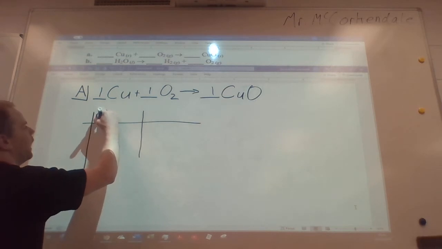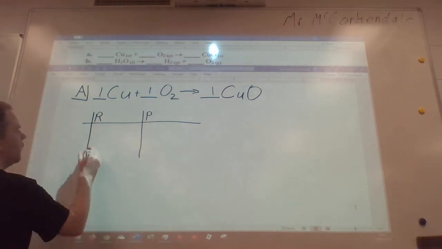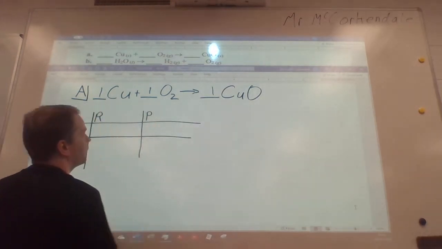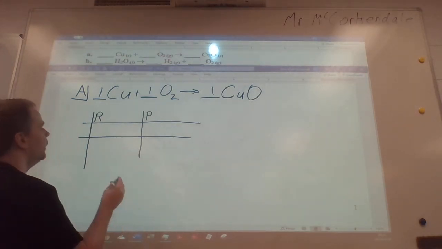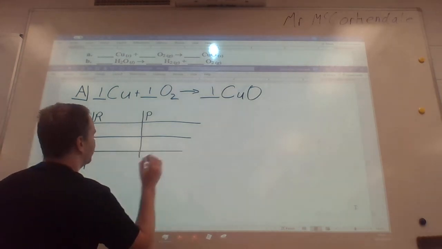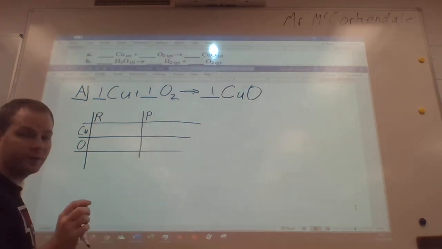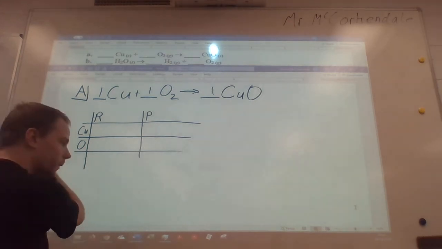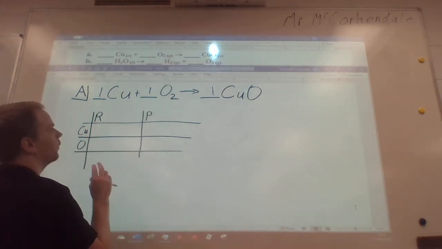So the first column is the reactants. The second column is the products. And we're going to have a row for every element that is present. Now, there are only 2 elements in this reaction, copper and oxygen. So we're going to have copper on the first row and oxygen on the second. Not O2. O isn't diatomic here. We don't want O2 in this. We just want O.